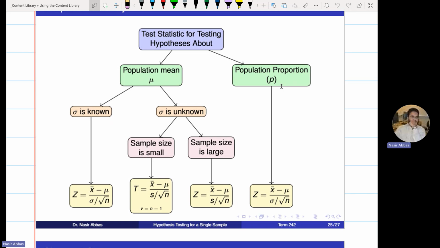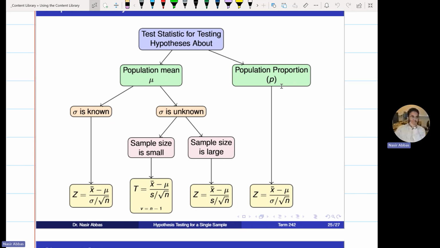Now, to summarize chapter 9, you will be asked to test hypotheses about 2 parameters. One of them is the population mean. The other one is the population proportion. There are no cases under population proportion: sample size big, sample size small, sigma known, unknown, no cases.